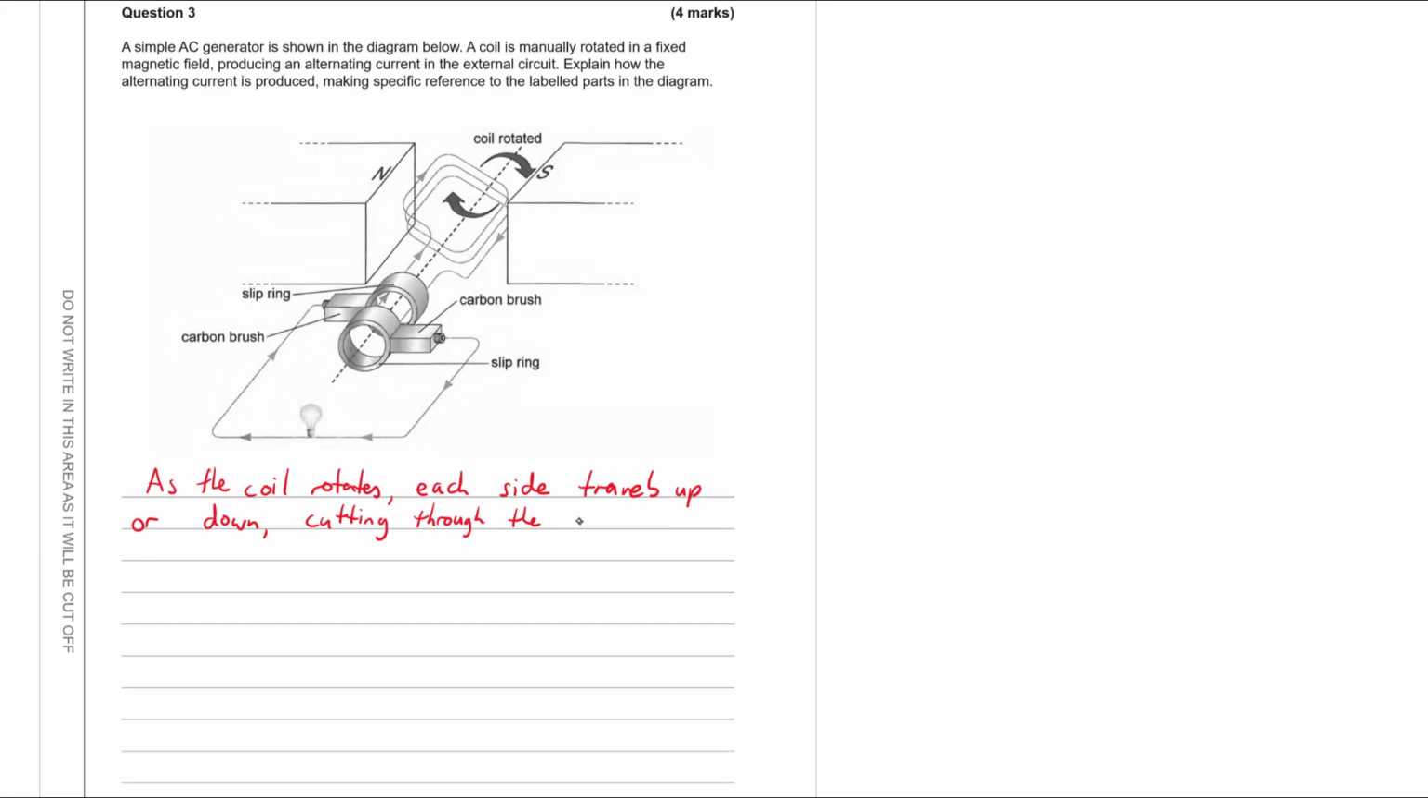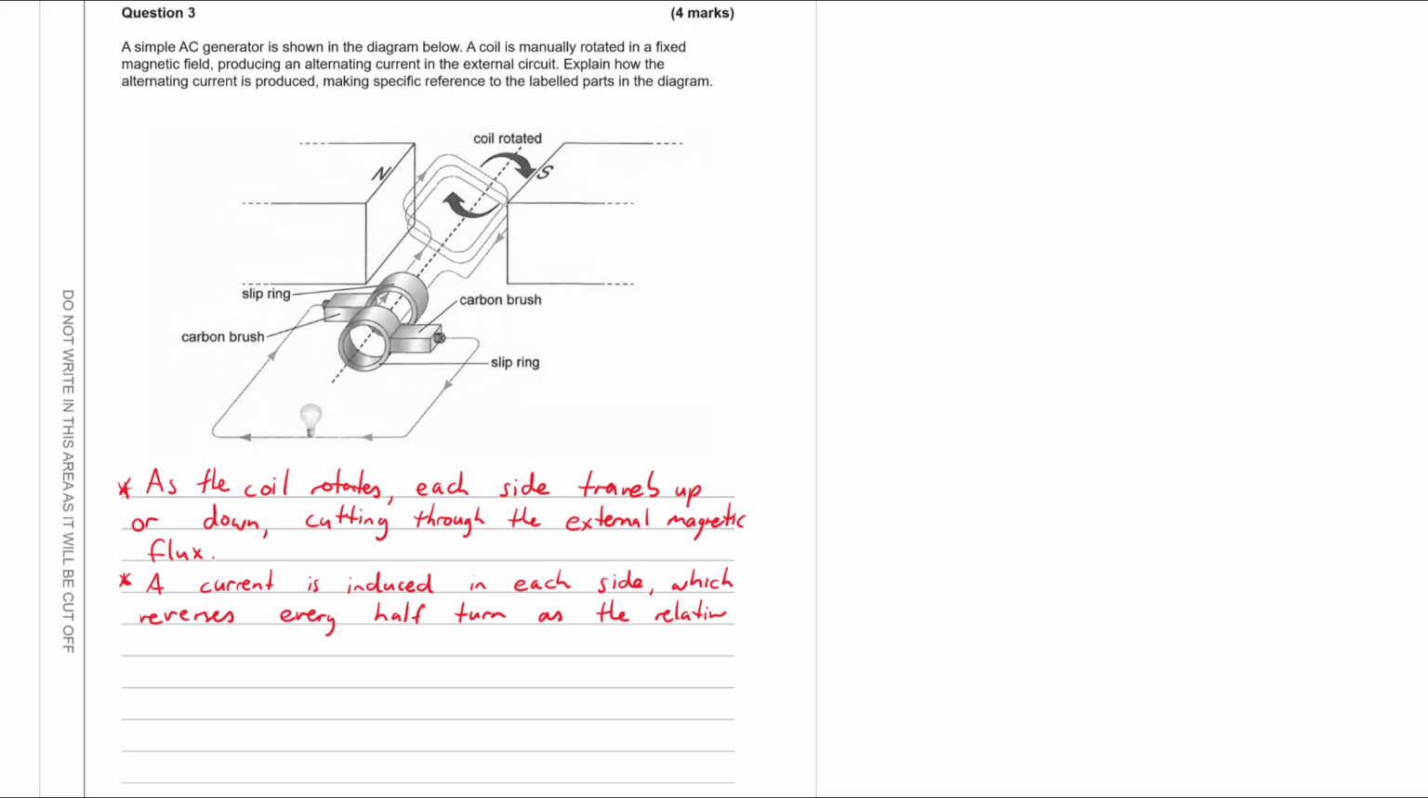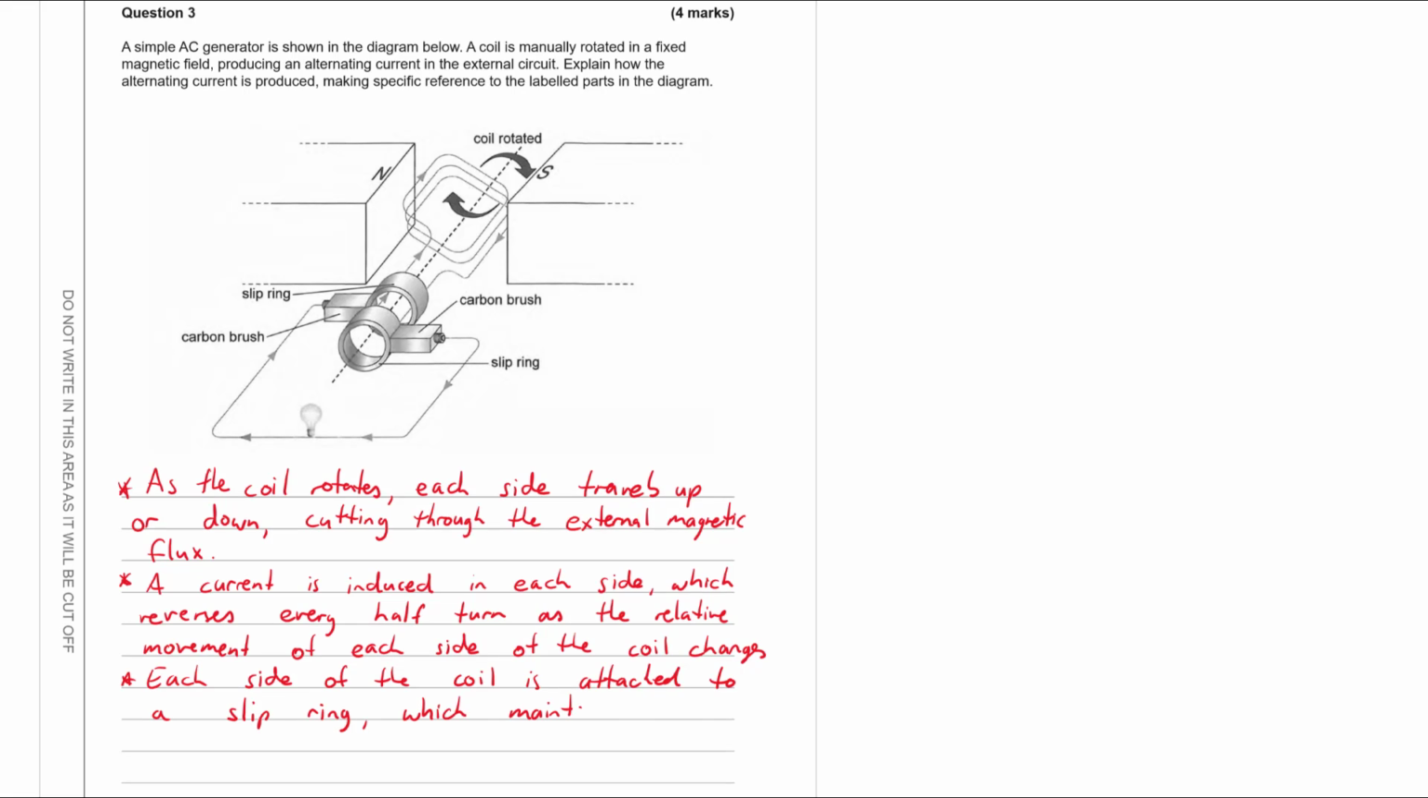So I'll start by saying that as the coil rotates, each side travels up or down relative to the flux, cutting through the external flux lines. Then you can say the current is induced on each side, and that reverses every half turn as the relative movement changes. And then I would say that each side of the coil is attached to a slip ring, which maintains contact with each side of the load using carbon brushes. It's important that you mention those bits because they're in the diagram. And then just one more connection statement to say, thus the current through the load will alternate, because if each side is maintaining the connection to the side of the load using a slip ring, then the current through the entire circuit will also alternate.